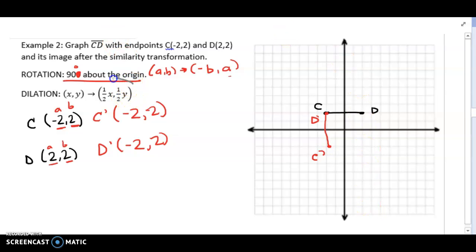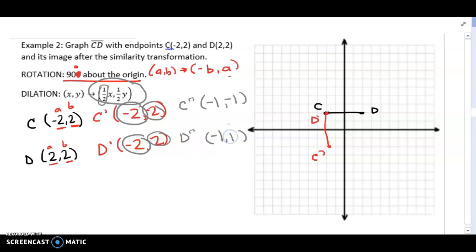Okay. Now I want to dilate it using this rule. So if you look, my scale factor here is 1/2. So remember, all that means is that I'm going to multiply every coordinate by 1/2. So -2 times 1/2 is -1. -2 times 1/2 is -1. 2 times 1/2 is +1. So if I graph this, -1, -1, here's my C double prime. -1, +1 is my D double prime. Here's my C double prime, D double prime.